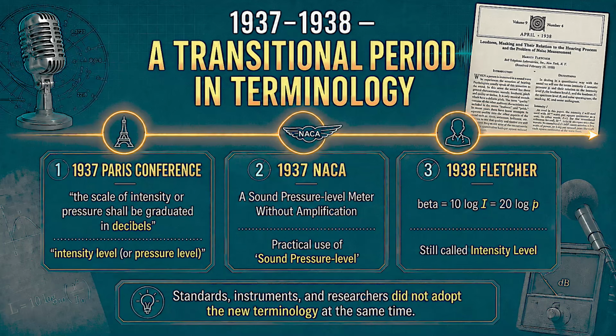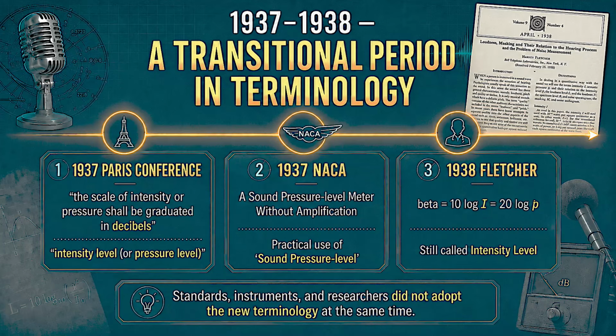In the same year, the U.S. National Advisory Committee for Aeronautics, NACA, published Technical Note 629. Its title was A Sound Pressure Level Meter Without Amplification. So the expression sound pressure level was already being used in practical instrumentation. Yet even within that same document, one graph was still labeled simply pressure level, dB.